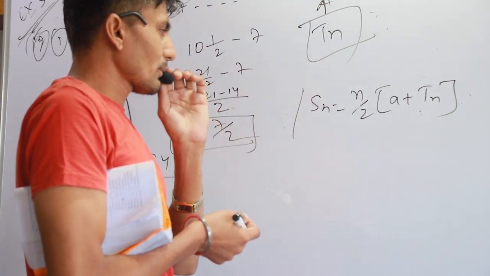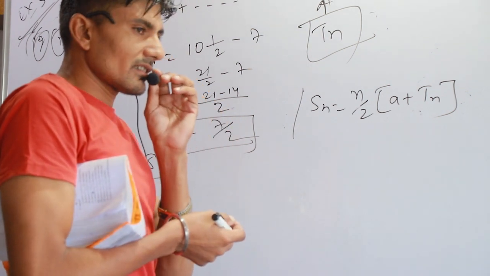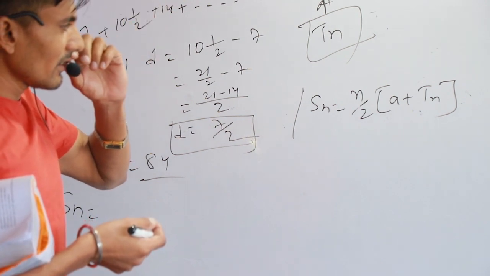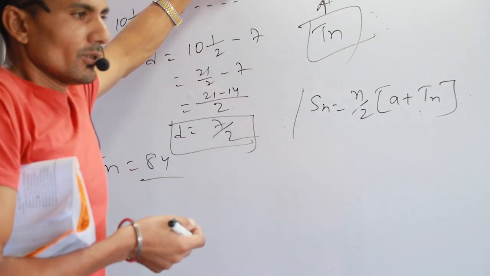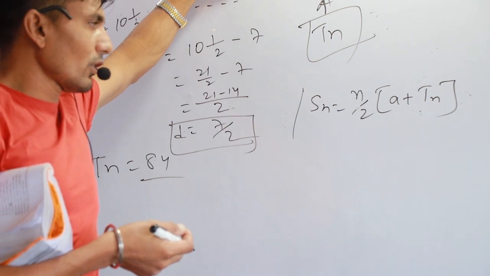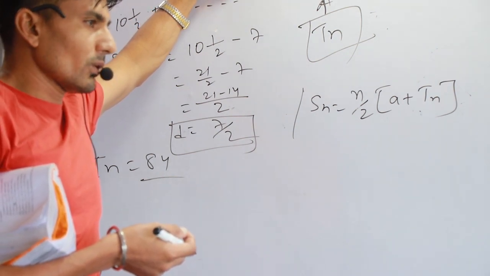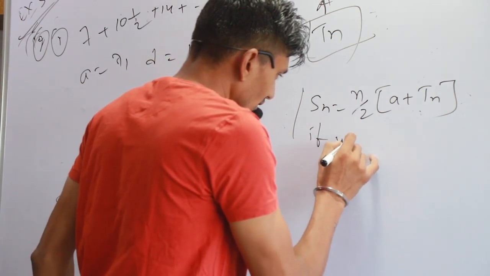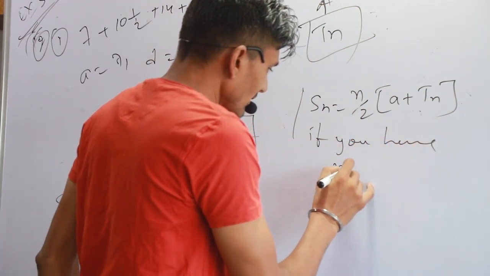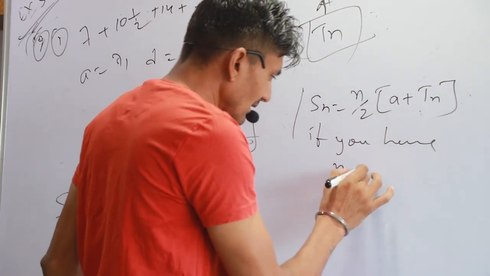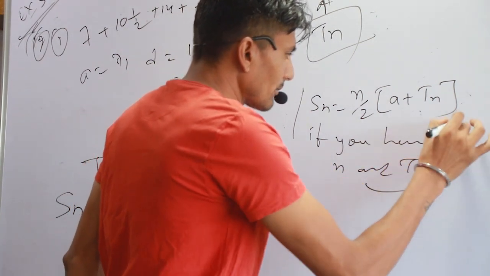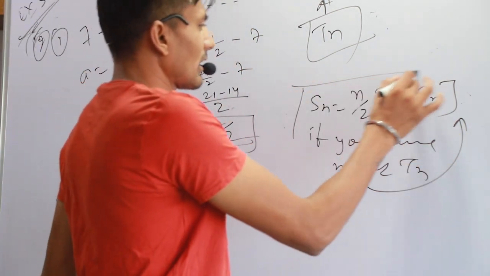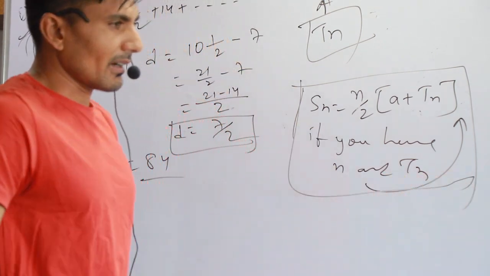कुछ क्वेश्चन में ऐसा रहेगा आपको, आपको n दिया हुआ है. You will get the value of n, but at the same time you will also get the value of Tn. So उस समय में आपको ये वाला फॉर्मूला यूज नहीं करना है. If you have n equal to something and Tn, then always we have to use this formula. अगर आपके पास n है और Tn है तो always हमें यही फॉर्मूला से सवाल को सॉल्व करना है.